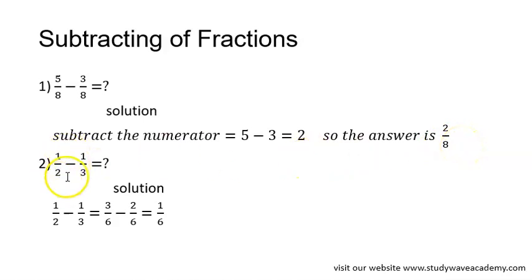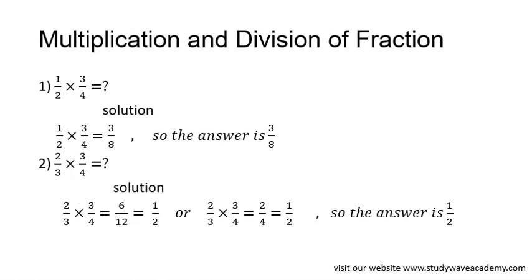So here we have 1/2 minus 1/3. We have to make the denominators the same. We have 1/2 minus 1/3, which is equal to 3/6 minus 2/6. Then, since the denominators are the same now, we say 3 minus 2 is equal to 1/6. Do we understand that? Okay, let's go over to multiplication.